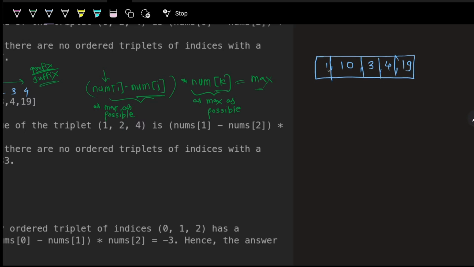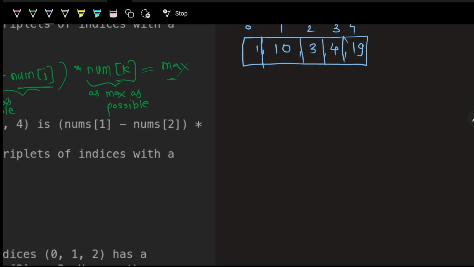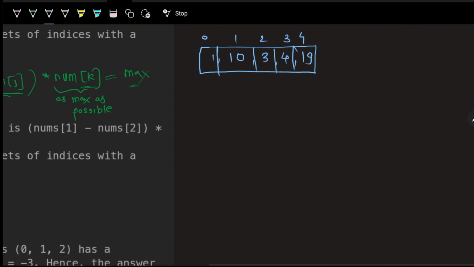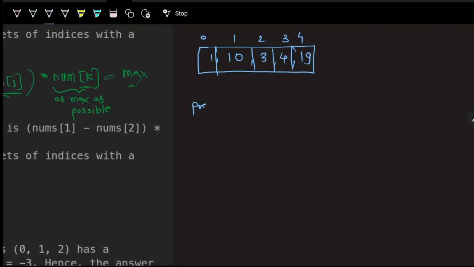I will just do the indexing 0, 1, 2, 3, 4. This is my input array. Now let's try to build the prefix array for it. So prefix array would be something like this only. The prefix array would be the same length, with indices 0, 1, 2, 3 and 4.